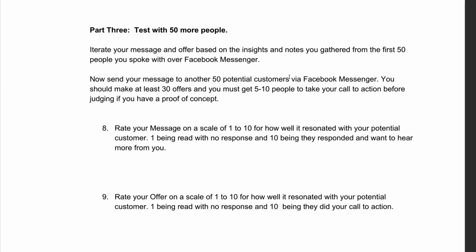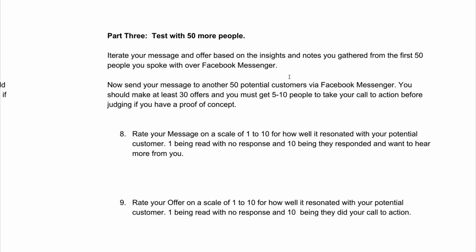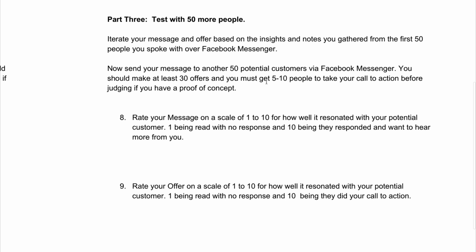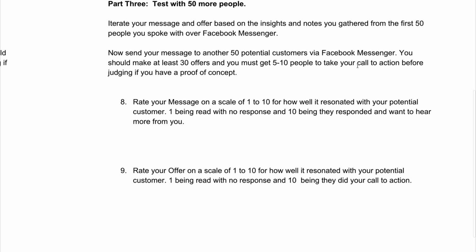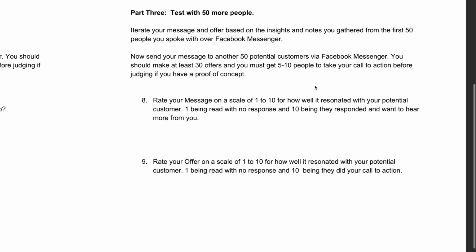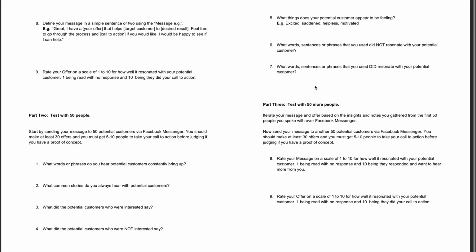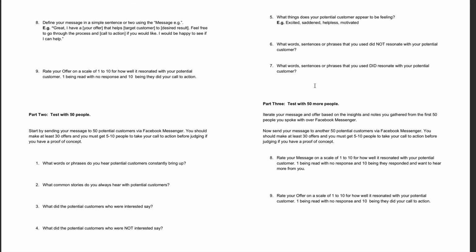And you're going to be able to, beforehand, already have it laid out. And so then once you do that and you test with another 50 people, you're then going to rate your message, and you're going to rate your offer on a scale of 1 to 10. And if it improved, that's good. And once you get 5 to 10 people to take your call to action, you can then judge if you have a proof of concept. And if that is the case, feel free to roll into paid advertising.